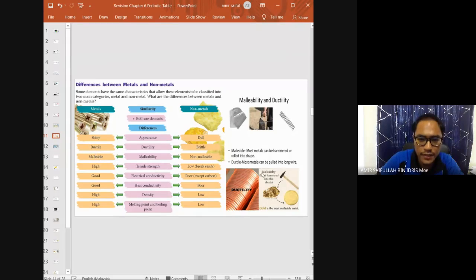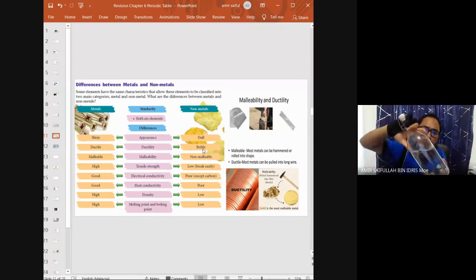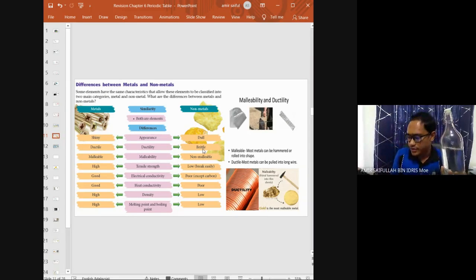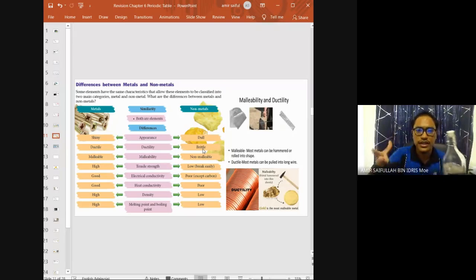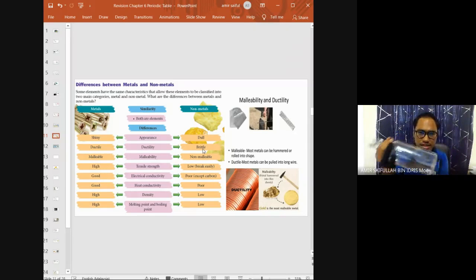You can turn them and pull into wire. However, for non-metal, it is brittle. Let's say glass. Glass is a silicon. So glass is not a metal. So for example, I want to break this glass to form a wire. I want to make it longer, cannot. If I try to pull it, it will break, it will pecah. So we call this brittle lah. Dia rapuh, dia boleh pecah.